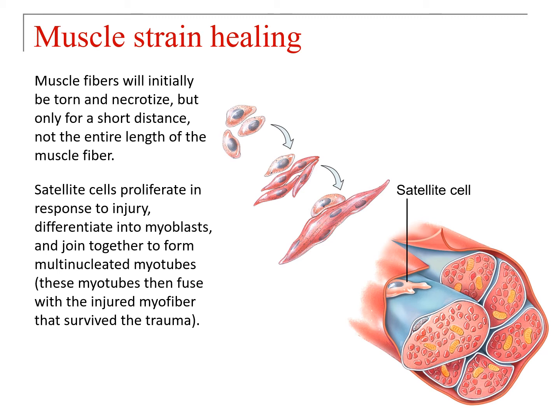So what they're going to do is differentiate into myoblasts, and if you'll recall, these are the cells that actually join together to form the muscle fibers in the first place. They'll join together, form what are called myotubes that are multinucleated, and then they'll fuse with the injured muscle fiber that survived the trauma. Now, sometimes muscle tears as a result of overstretching are so extensive that they actually kill the cells. At that point, there's no coming back from that. You're just going to get scar tissue formation.